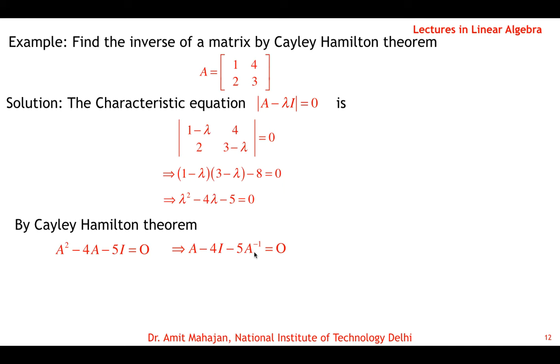And so we can calculate A inverse, as we can take this to the other side and divide by 5. So A inverse is nothing but 1 by 5 (A minus 4I). Because A is known, A minus 4I means the diagonal elements are subtracted by 4, and just multiply with 1 by 5. So 1 by 5 of 1 minus 4 which is minus 3, 3 minus 4 which is minus 1, and the non-diagonal remains same. So the inverse of the matrix is calculated by just writing the characteristic equation and using the Cayley-Hamilton theorem.